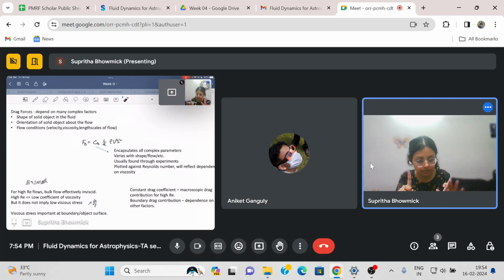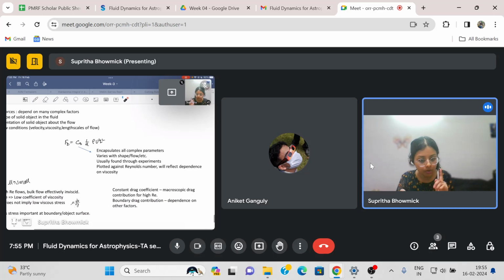Do you agree with that? Viscosity is negligible in the bulk because of the high Reynolds number, right? But the contribution from the boundary, or rather the boundary drag contribution, will depend on viscosity. It will depend on a lot of other factors, such as the shape and the orientation of the object, and so on and so forth. Do you agree? Yes. That is all I wanted to say.